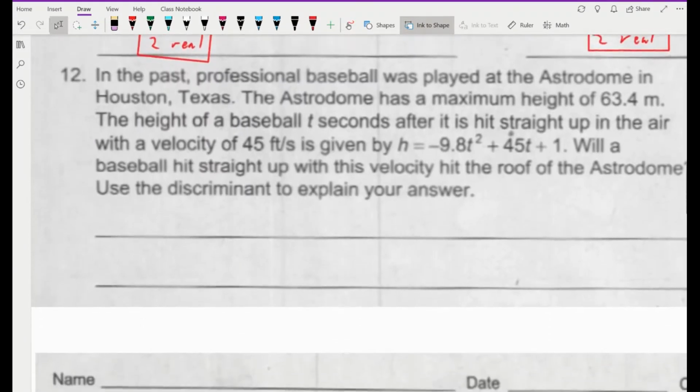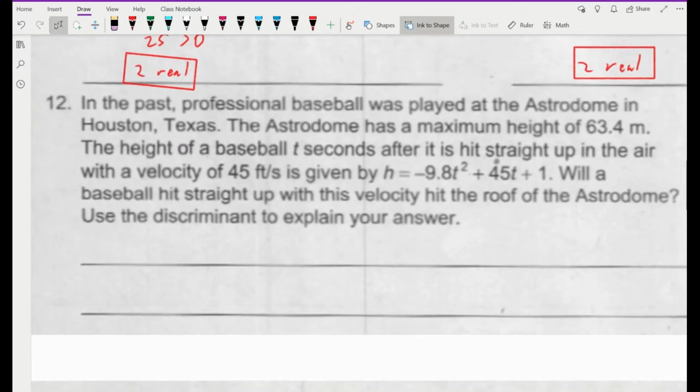Here's our only word problem, number 12. In the past, professional baseball was played at the Astrodome in Houston, Texas. The Astrodome has a maximum height of 63.4 meters. The height of a baseball t seconds after it is hit straight up in the air, with a velocity of 45 feet per second, is given by this height function. Will a baseball hit straight up with this velocity hit the roof? Use the discriminant to explain your answer.